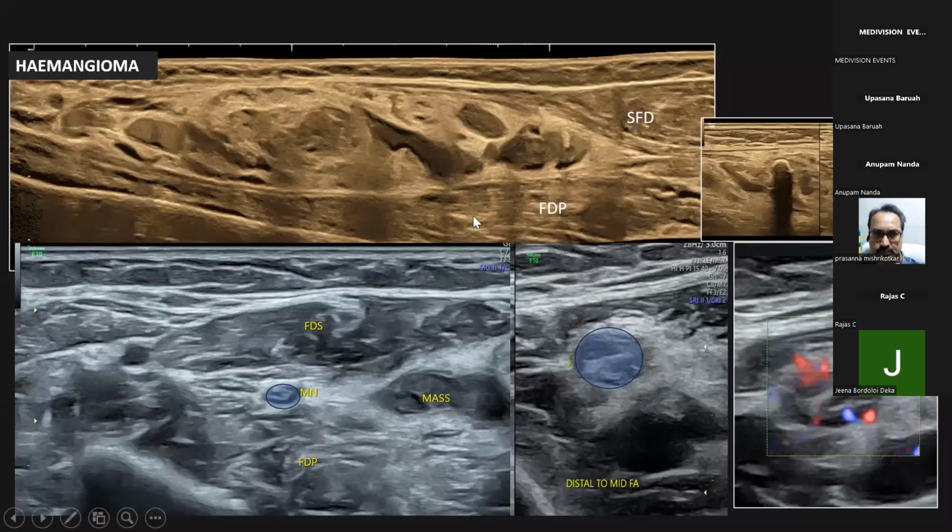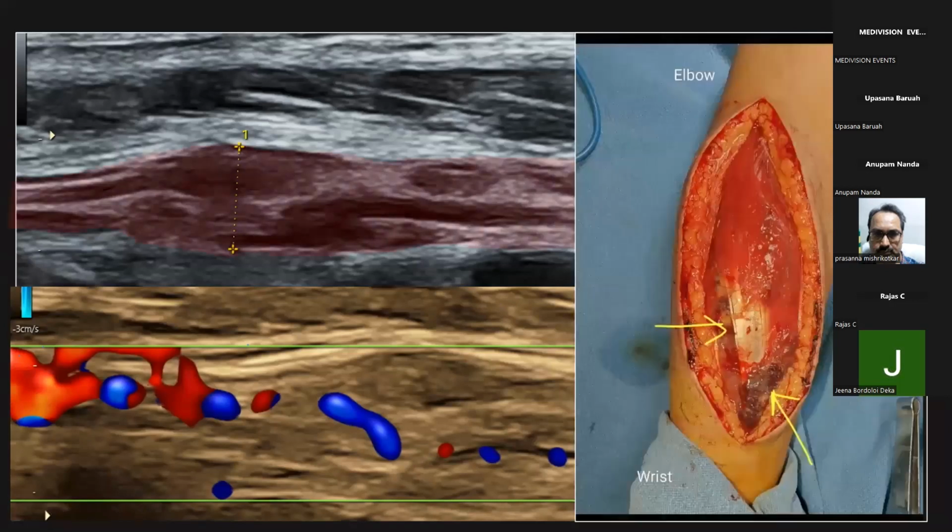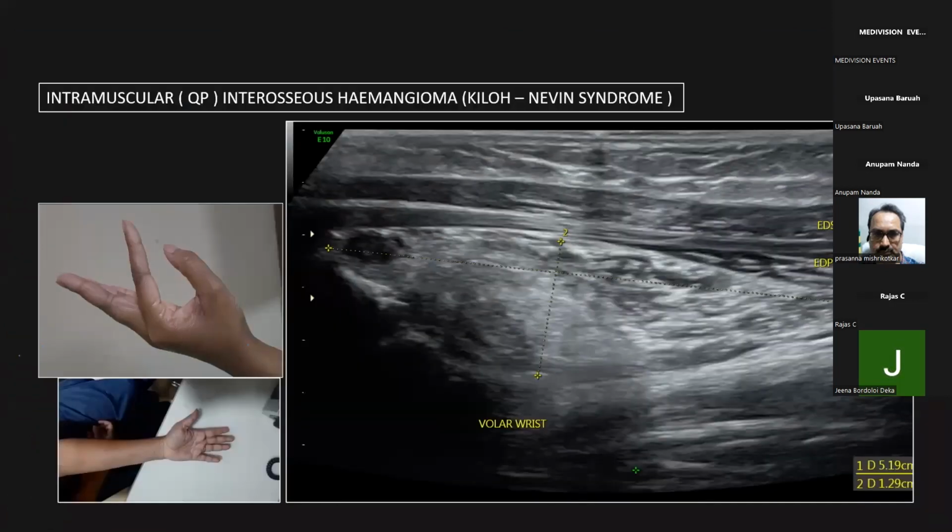This is a hemangioma between the flexor digitorum superficialis and profundus. We can see the close proximity of the mass to the median nerve. Even the median nerve is thickened and has increased vascularity. We can see some hypoechoic areas within that are filled with blood. And I thought the median nerve was also involved in the hemangioma, and it was confirmed on surgery.